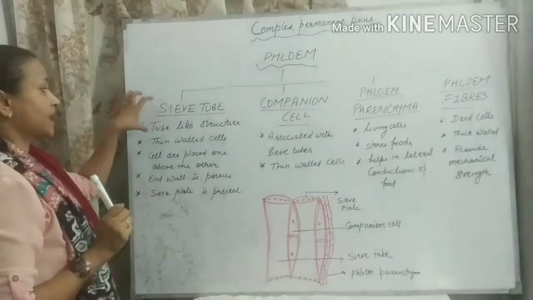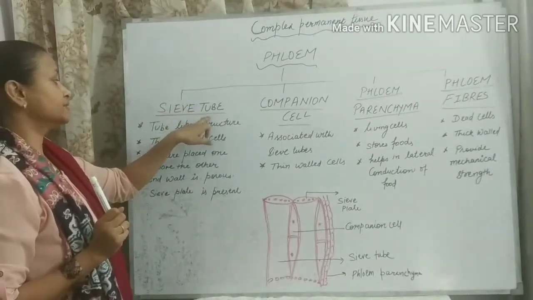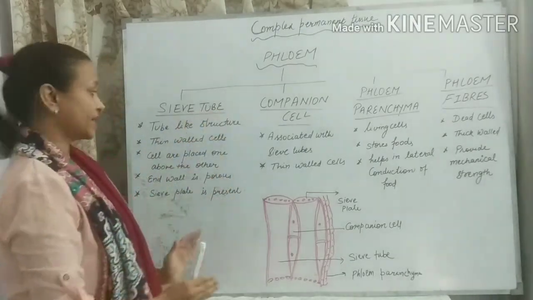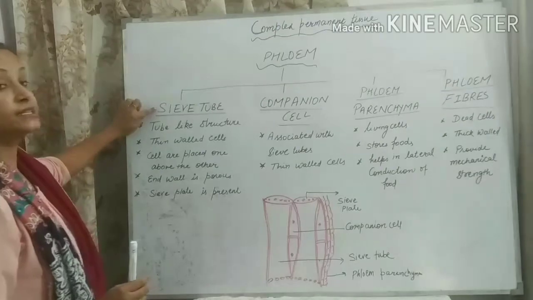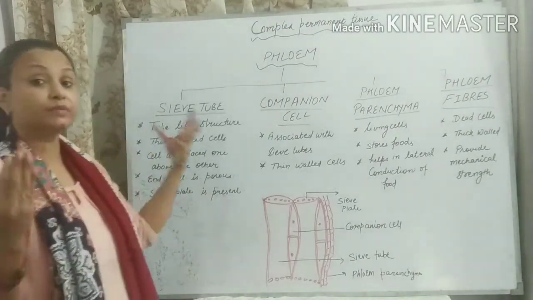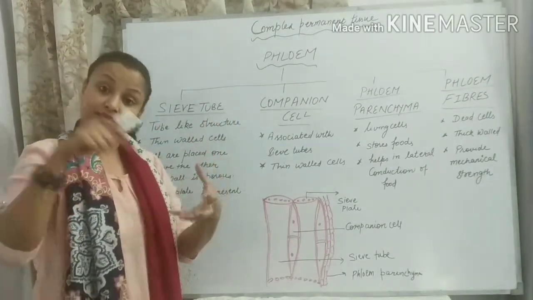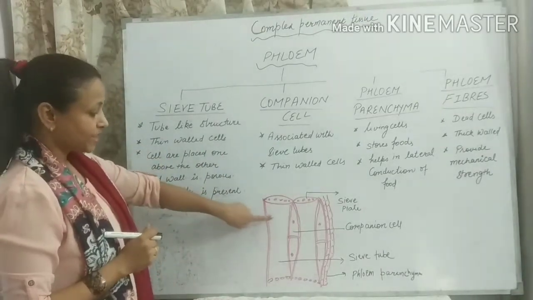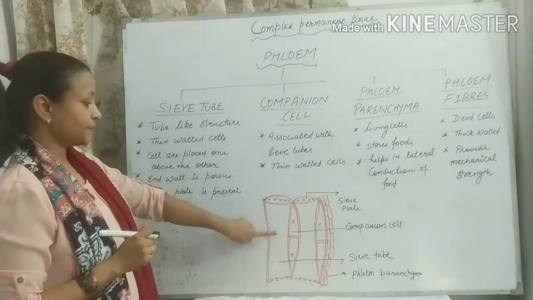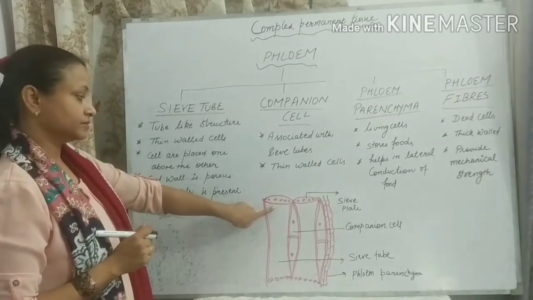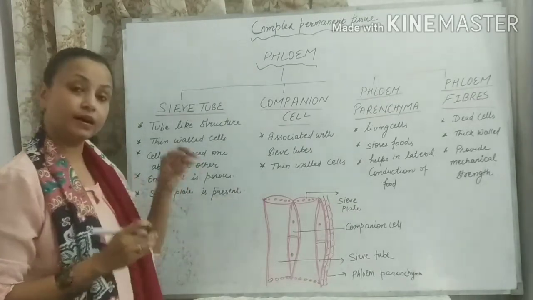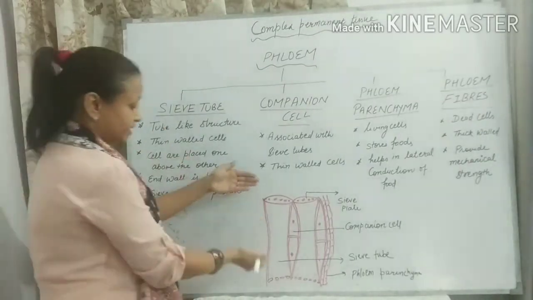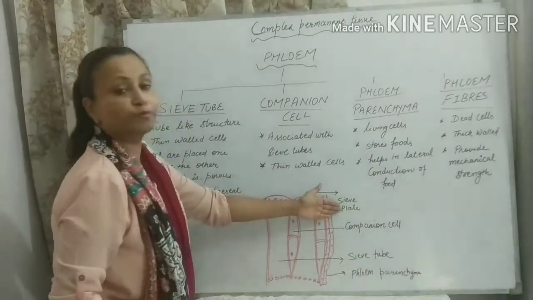Sieve tubes, according to the name, are tube-like structures. Sieve tubes have a tube-like structure and they have a sieve in them. Sieve का मतलब क्या होता है? Sieve छलनी, जिससे हम किसी चीज को फिल्टर करते हैं. So you can see in the diagram, they are tube-like structures and at their end there are small pores present. Because of the pores, they generally make a sieve plate.